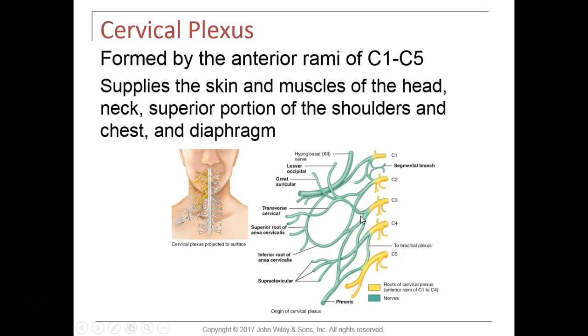So let's talk about the plexuses down the length of the spinal cord. A plexus is always formed from the anterior rami of the spinal nerves.